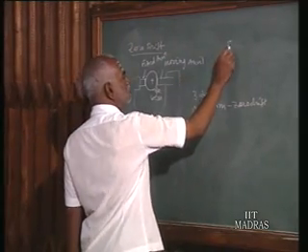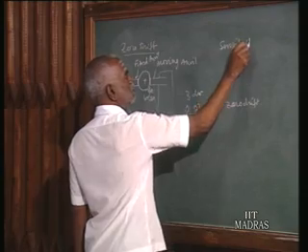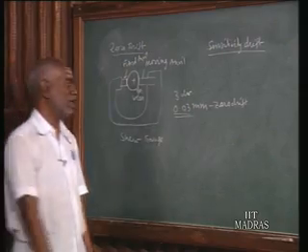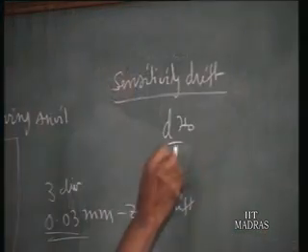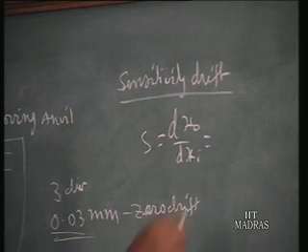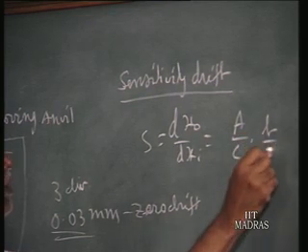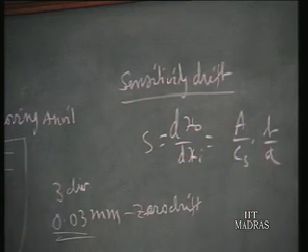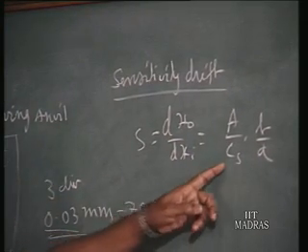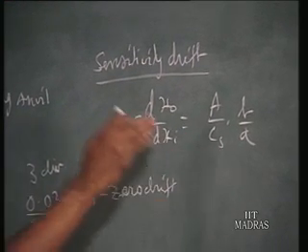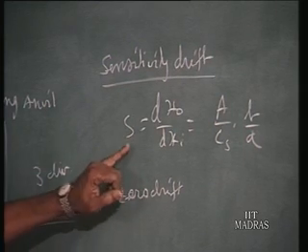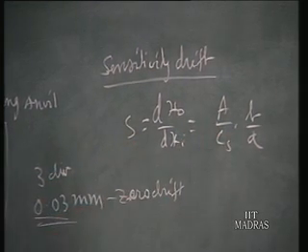Now the next concept is sensitivity drift. We know what sensitivity is. Sensitivity, if it is S, is equal to dxo by dxi. That is our sensitivity. For that piston and cylinder type pressure gauge, it is equal to A by Cs into B by A. We have defined what A, Cs, B by A are. If you remember, A represents the area of the piston, Cs is the spring constant of the spring, and B by A is the lever ratio of the pointer for that piston and cylinder type pressure gauge.